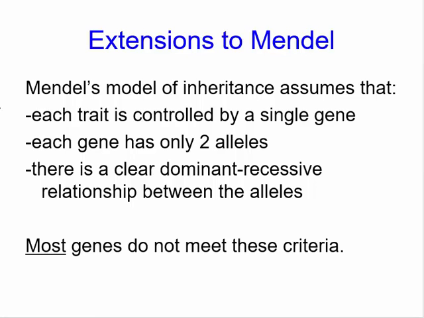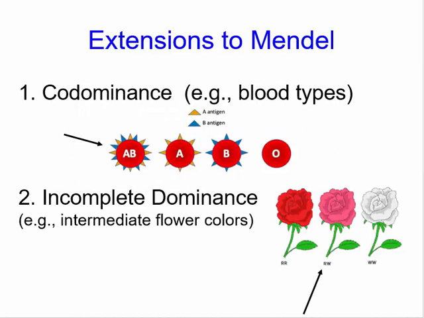And so here we have Mendel's assumptions: single genes, one characteristic, one gene, only two alleles. There's also a clear dominant recessive relationship that we saw. But really, most genes don't meet these criteria. So again, Mendel may be a bit lucky or careful in his choices of his pea plants and the characteristics that he looked at, because so many characteristics don't. So let's look at a list of these examples.